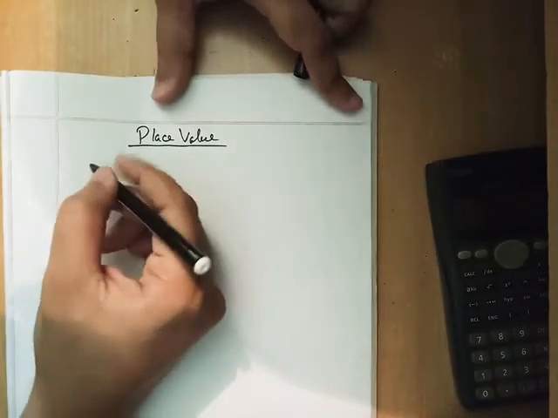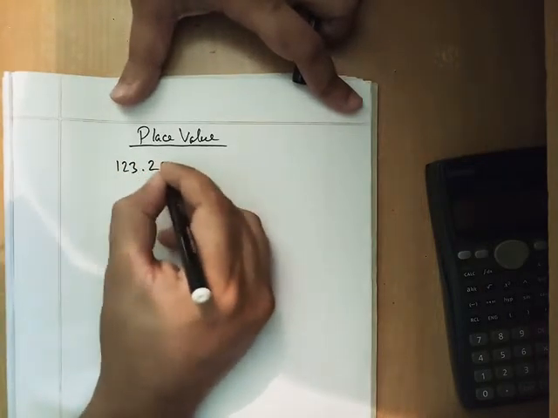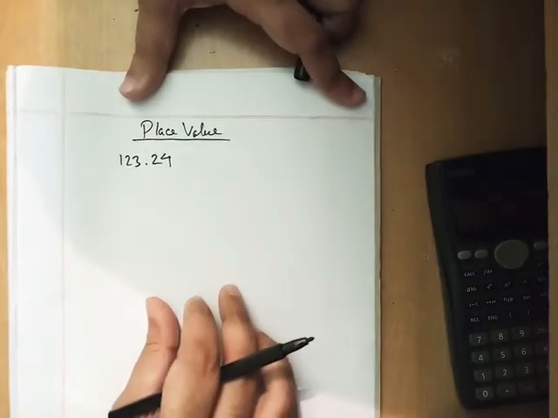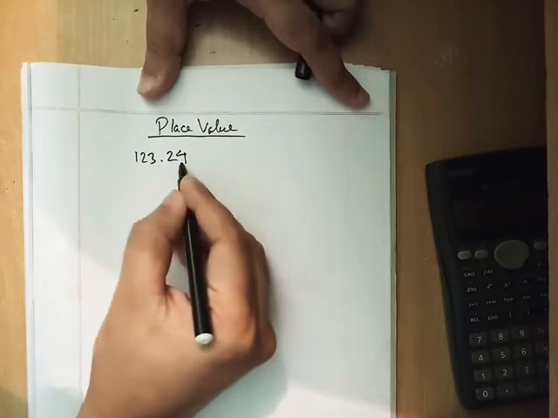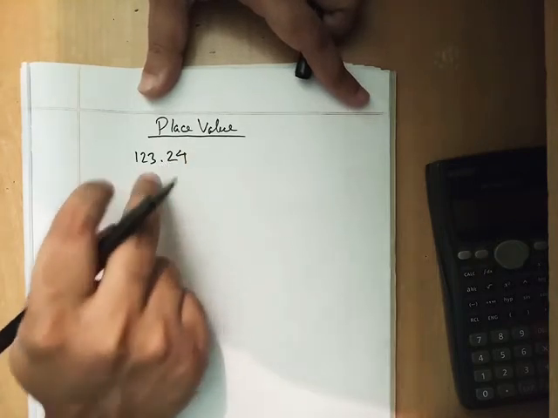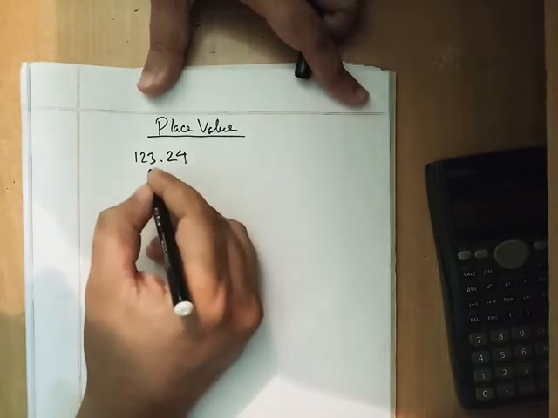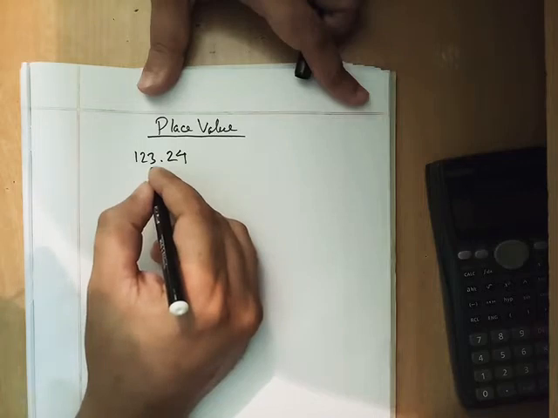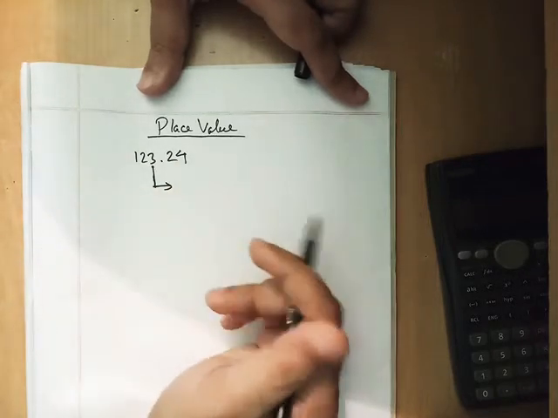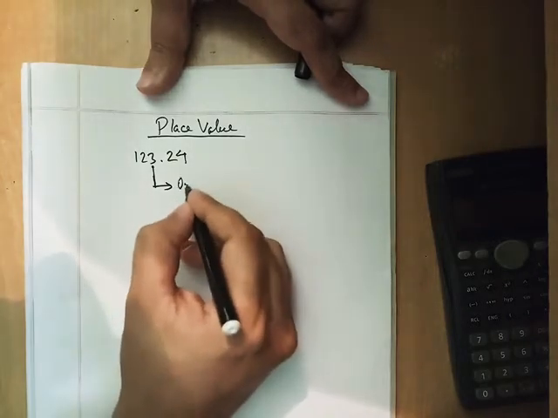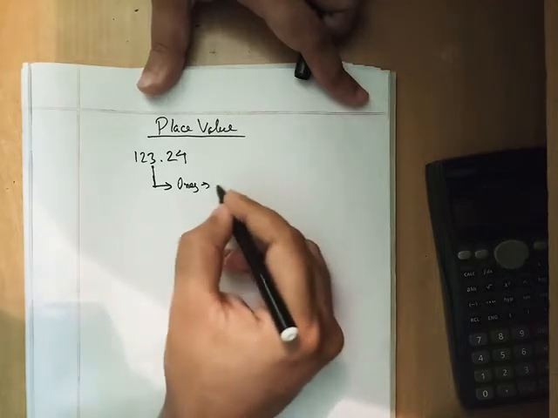So suppose I write a number 123.24, right? Definitely it's a decimal number, because this part is the whole number and this is the decimal number. So what we'll do is write out the place name and value of each of these digits. First of all, this is the ones digit, and the place value is 1.